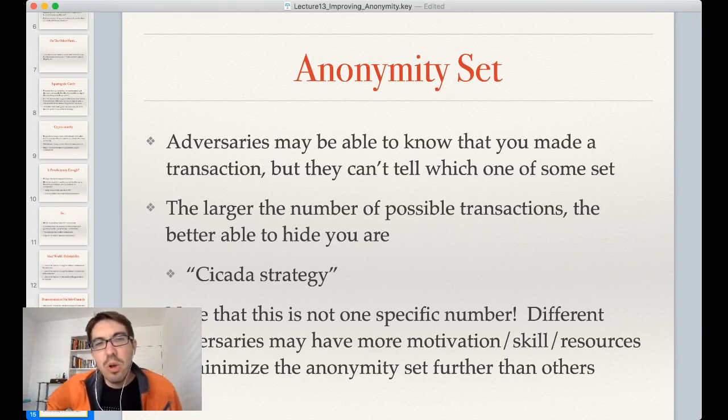Okay. So I want to say that the anonymity set is not one number. Different adversaries that are reviewing this may have more motivation or skills or different knowledge. They may know, for instance, that X, Y, and Z addresses are already being used by someone else, so you're not sending to them, or maybe their address is X, Y, and Z. So the anonymity set, we can have a good idea of it, but depending on the adversary who's trying to de-anonymize you, you can never know exactly how large the anonymity set is.